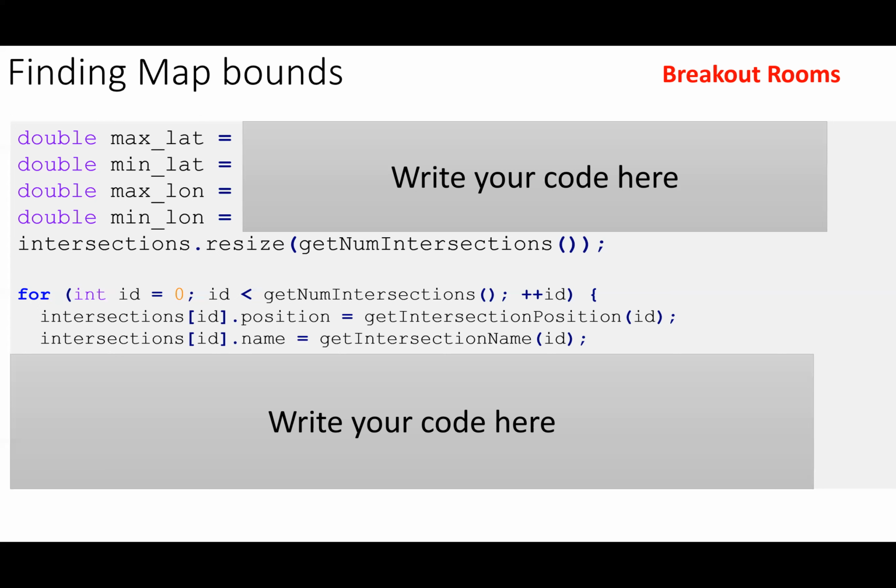Yeah, so this is basically, there's a couple ways you can do this. I could set the max lat to be the latitude of the first intersection. That's one way I could do it, and then loop through all the other ones, seeing if they're bigger. Okay. I didn't do it that way.